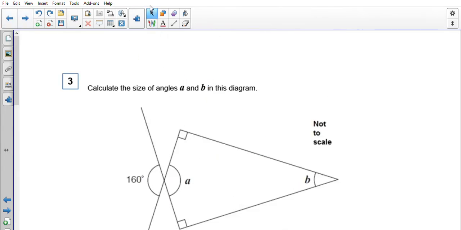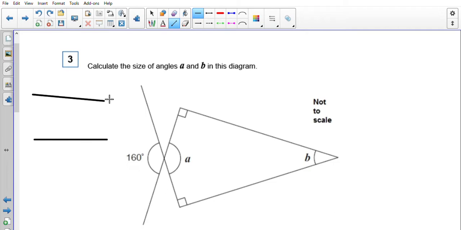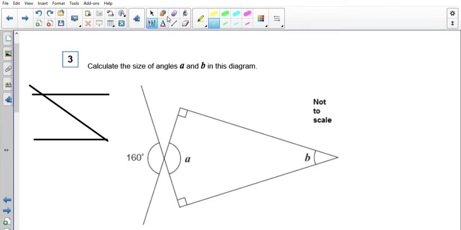Okay. Question 3. Calculate the size of angle A and B in this diagram. What we need to know here is this fact about opposite angles. So last time out when we were looking at angles, we looked at Z angles, where we have 2 parallel lines and a line going between them. And we looked at, there's an interesting fact that this angle here will be the same as this angle here. Okay, and similarly, the angle that's made with the straight line here is going to be the same as this angle here. So that was really helpful for that.